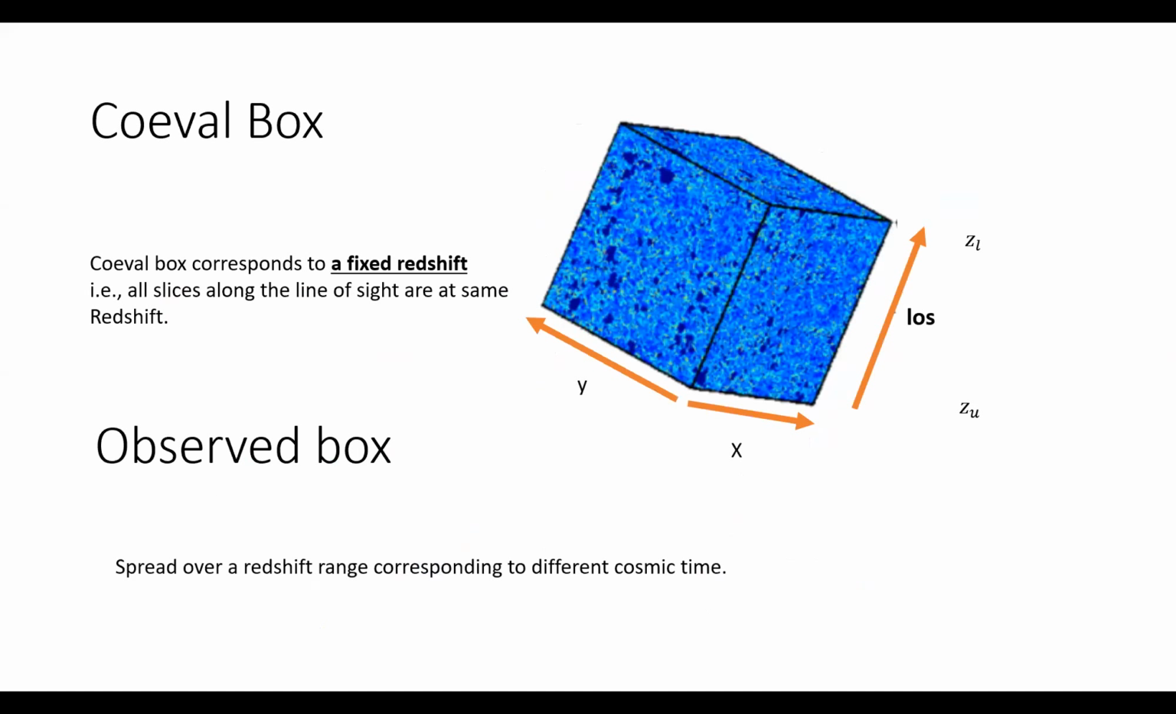Okay, but these are all connected. What should be the box size? It should be large enough to have the signal, or it should be small enough?